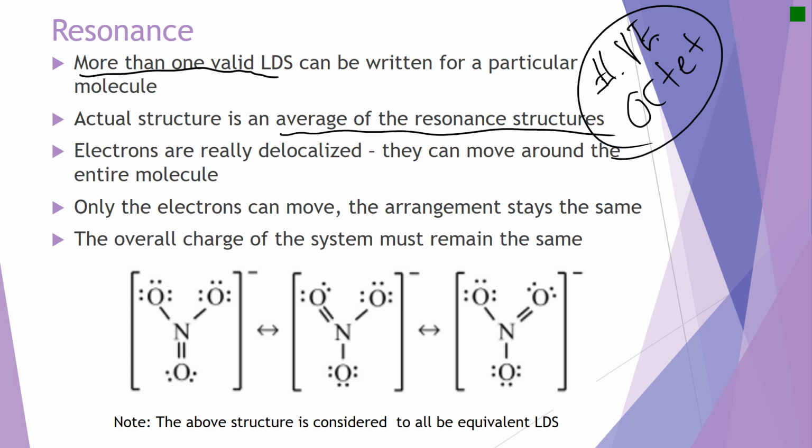What happens is that the electrons are really delocalized, and what that means is that they can move around the entire molecule. The electrons can move. That being said, the arrangement of the atoms still stays the same.